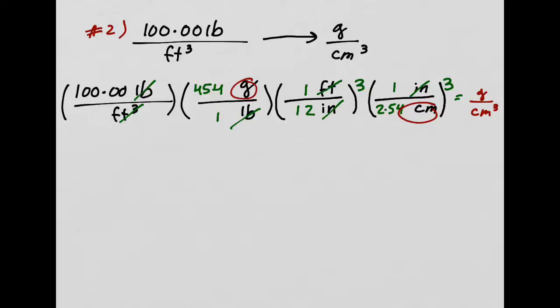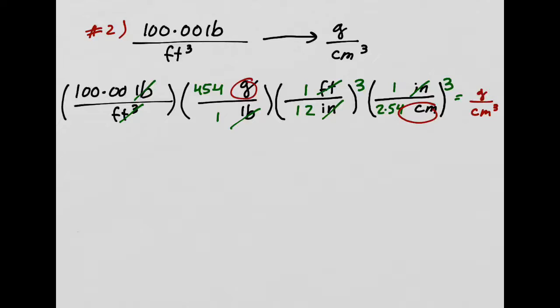The same thing here. Divided by 2.54 to the power of 3. So the very old school way would be 100 times 454 divided by 12, divided by 12, divided by 12, divided by 2.54, divided by 2.54, divided by 2.54. Or you can cube them. Okay? So make sure you get this right.